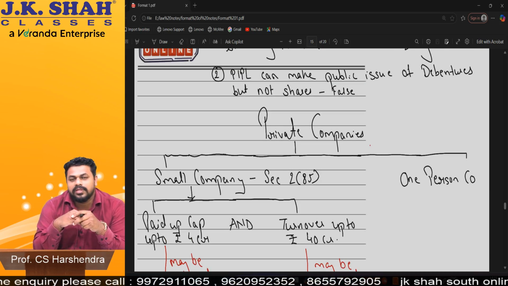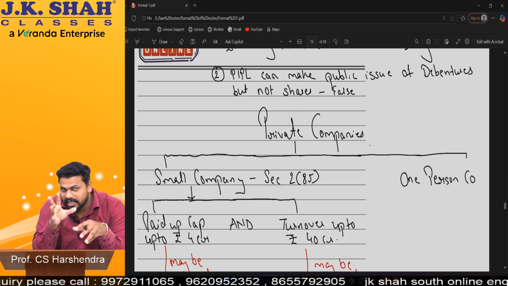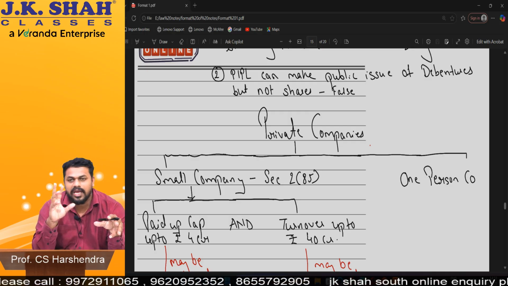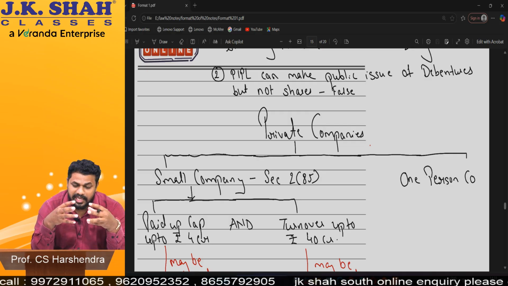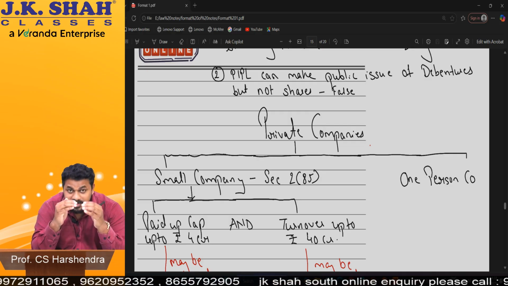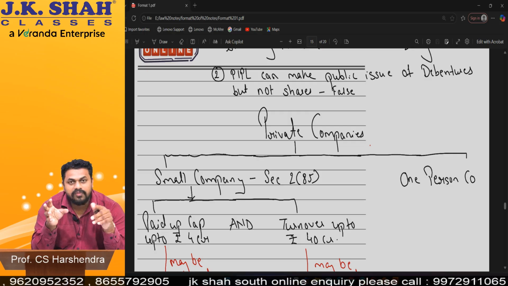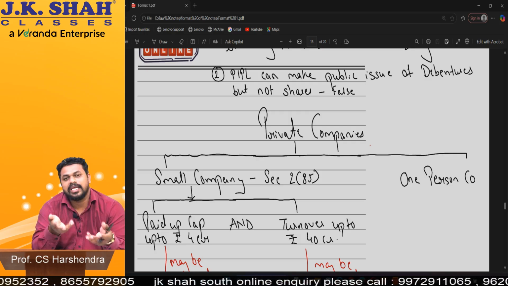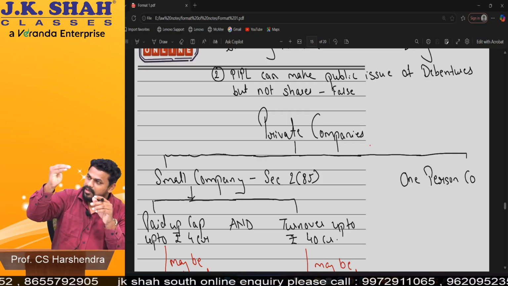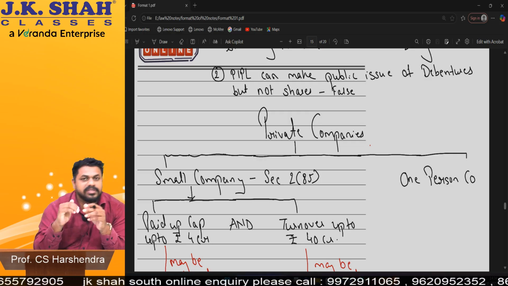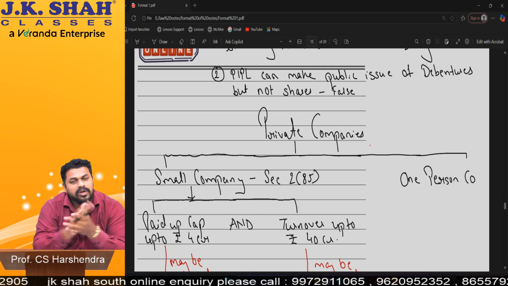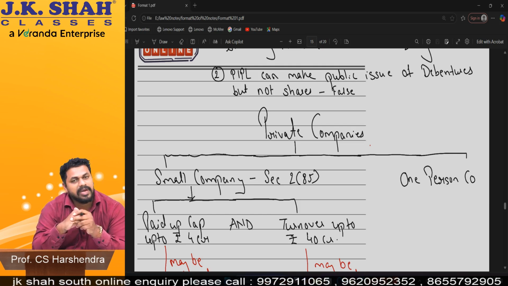Yesterday I told you that in the Companies Act 1956 there was only public company and private company. In Companies Act 2013, private companies have been further bifurcated into two more parts, small company and one person company, for the purpose of granting exemptions. So now we have private company, small company, one person company. Yesterday we studied small company properly. We also understood what is private company.